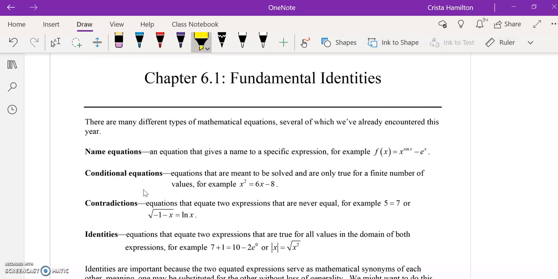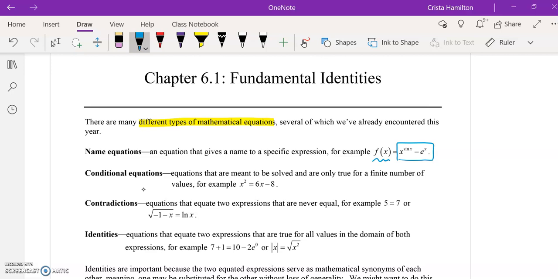Now, just to remind you, there are many types of mathematical equations. Several we've already encountered this year. We maybe have not called them this, but this is what they are. Name equations are equations that give a name to a specific expression, where we're just naming the function f of x, and then we give a rule or a formula for how to calculate the output of the function f of x by plugging a value in for x. So you have an input x, an output y, and the name of the function is f. That's a name equation, it just gives it a title.